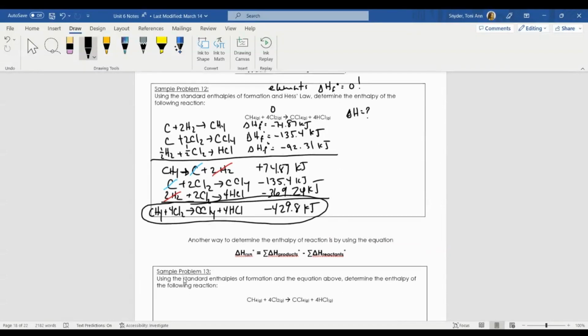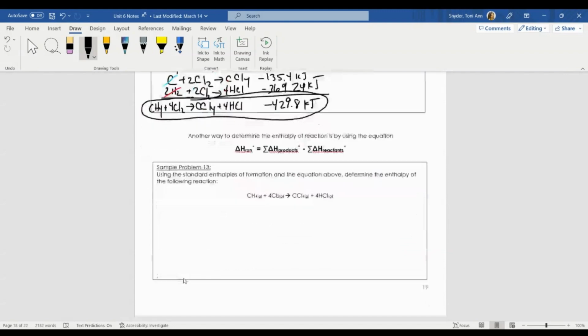Another way that we can determine the enthalpy of a reaction is by using this equation. And I believe College Board likes this equation a lot more than the last one. I'm sure you will too, because it's actually quite easy to use. So the delta H of a reaction, the heat of a reaction, is equal to the sum of the heat of all the products minus the sum of all the heat of the reactants. So remember, this right here is the sum. We got to add them all up.